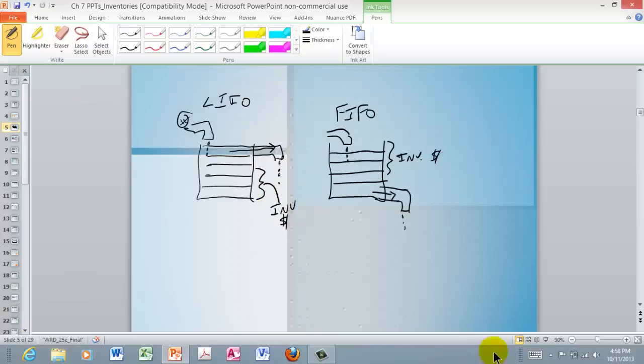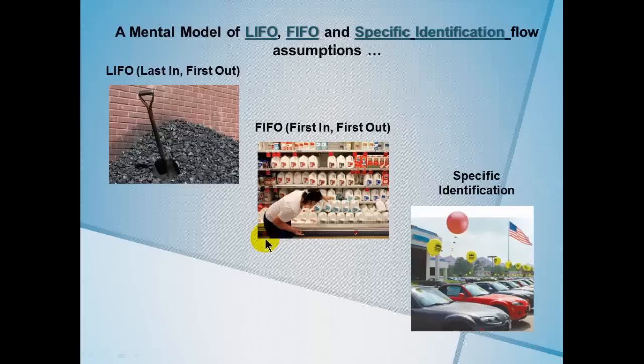So let's get back into presentation mode and move forward. These are pictures that I just pulled off the internet to give you examples from real life as to what might represent LIFO or FIFO, and your book also talks about specific identification. And I think this is coal here. Maybe you have a coal-fired stove outside the building, and if you have a pile of this stuff, you're going to be shoveling off the top of the pile. So this actually represents, in a physical sense, the last in, first out kind of flow.